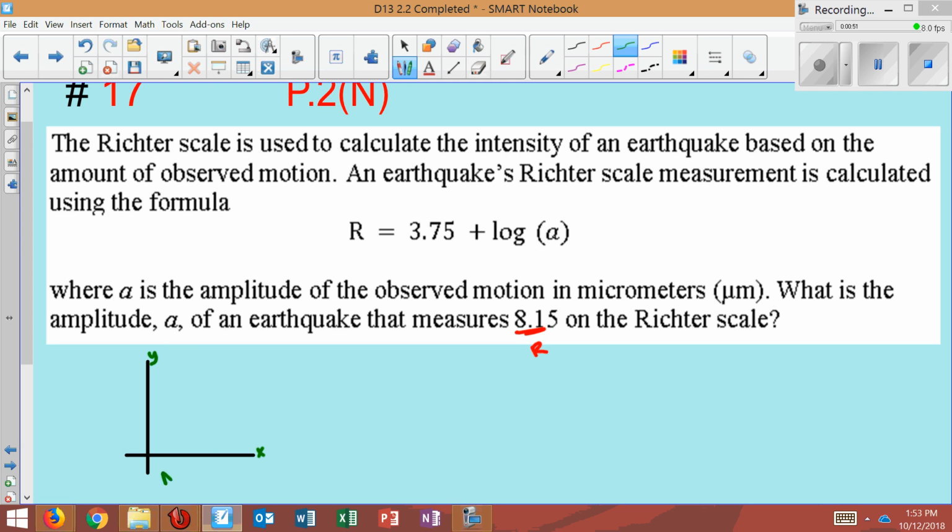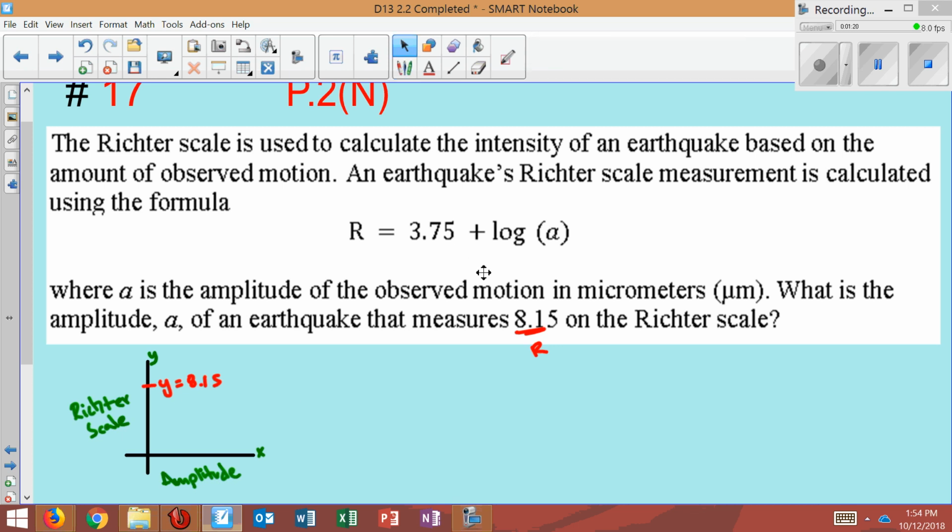So A is amplitude. I'll put that here. Amplitude. And R stands for the Richter scale, and R is in the place of Y. Okay, so here are our values. Now let's see what they gave us. They gave us an 8.15 on the Richter scale. That means that R is 8.15, or you could say that Y equals 8.15. So I'm going to look for where this intersects this equation. So I'll go to my graph here.